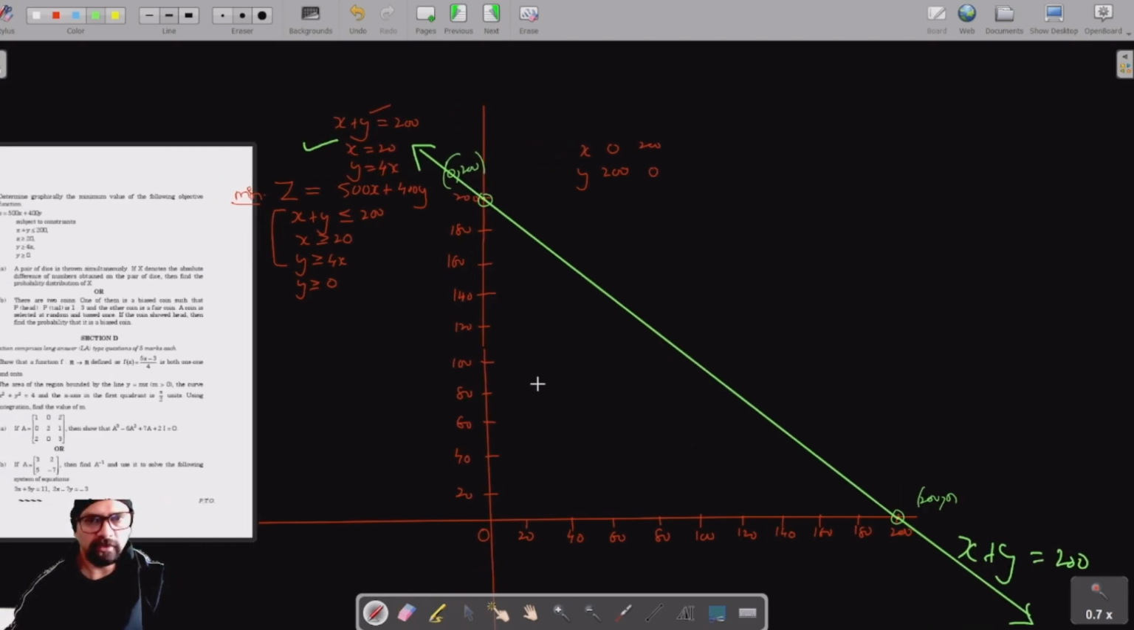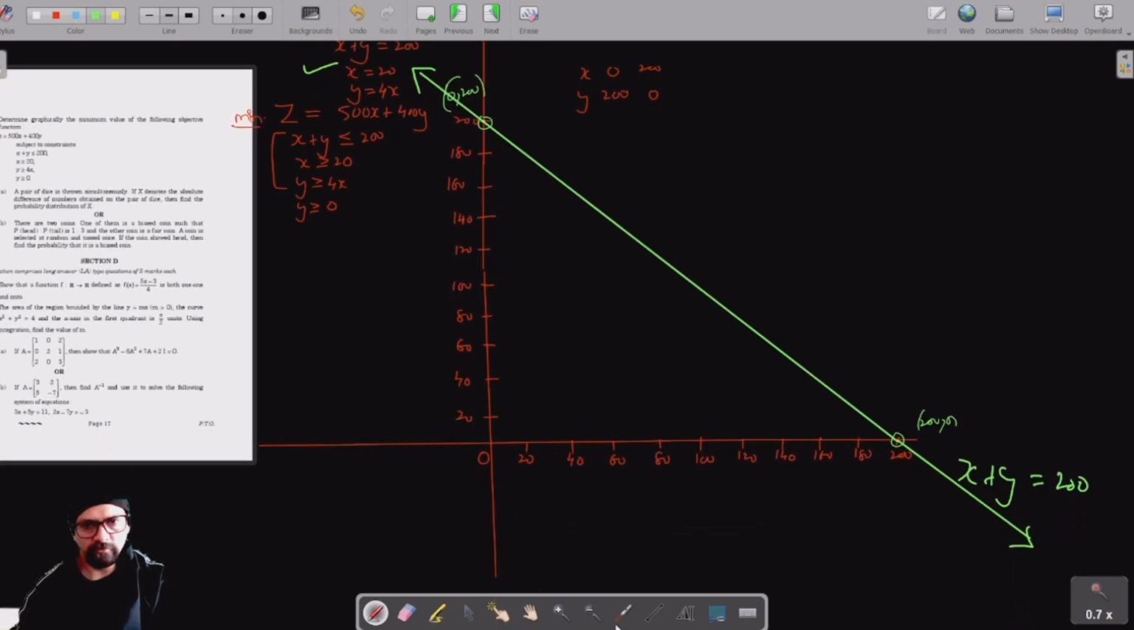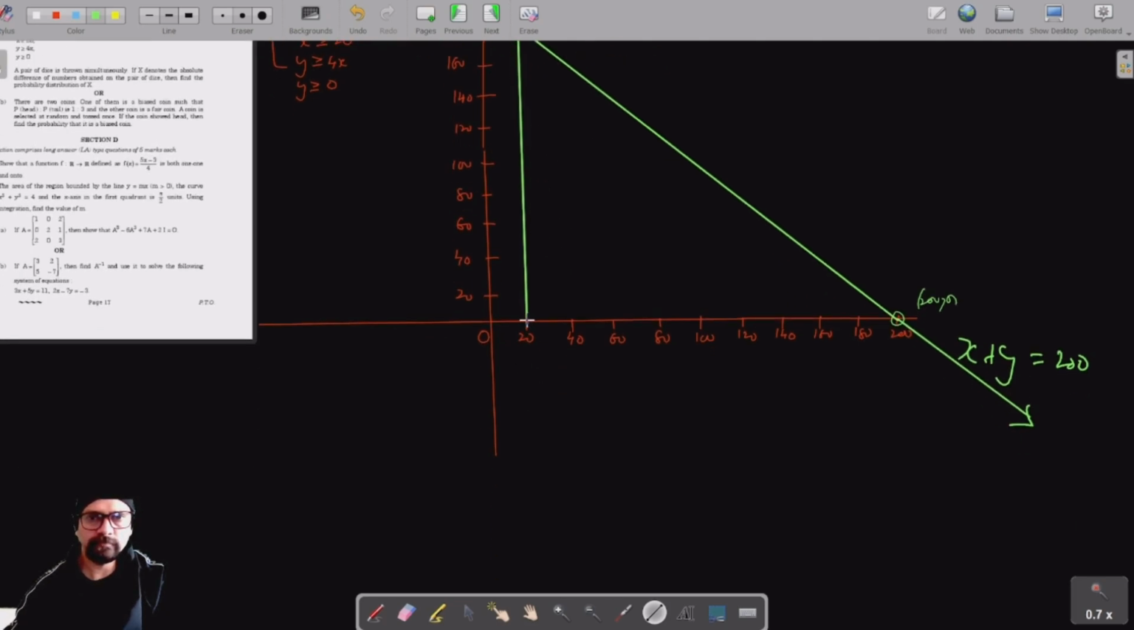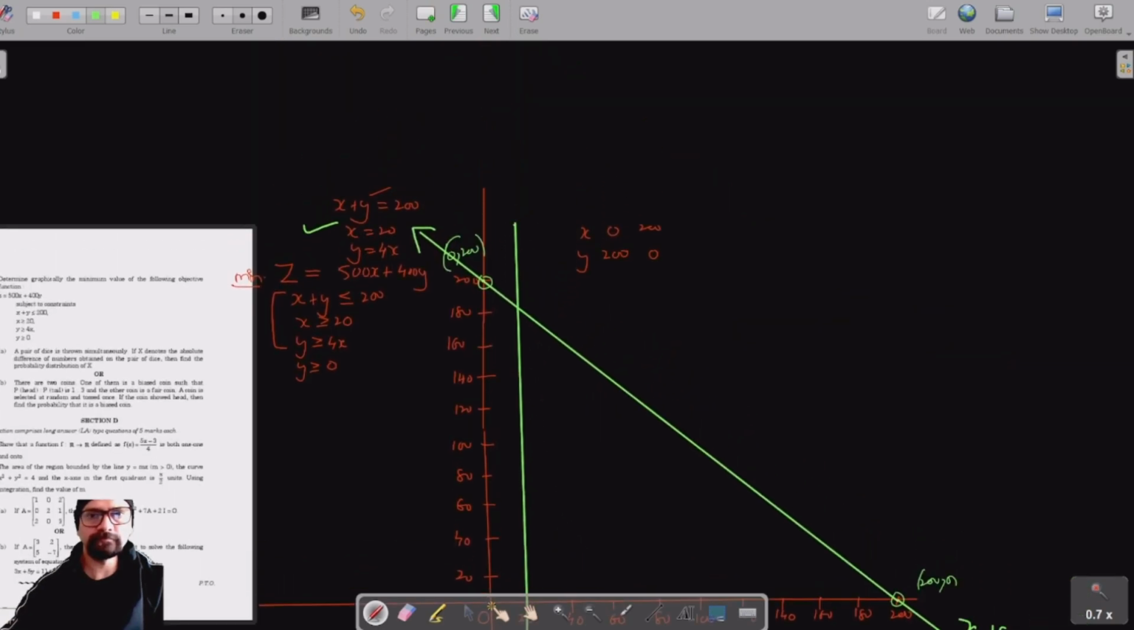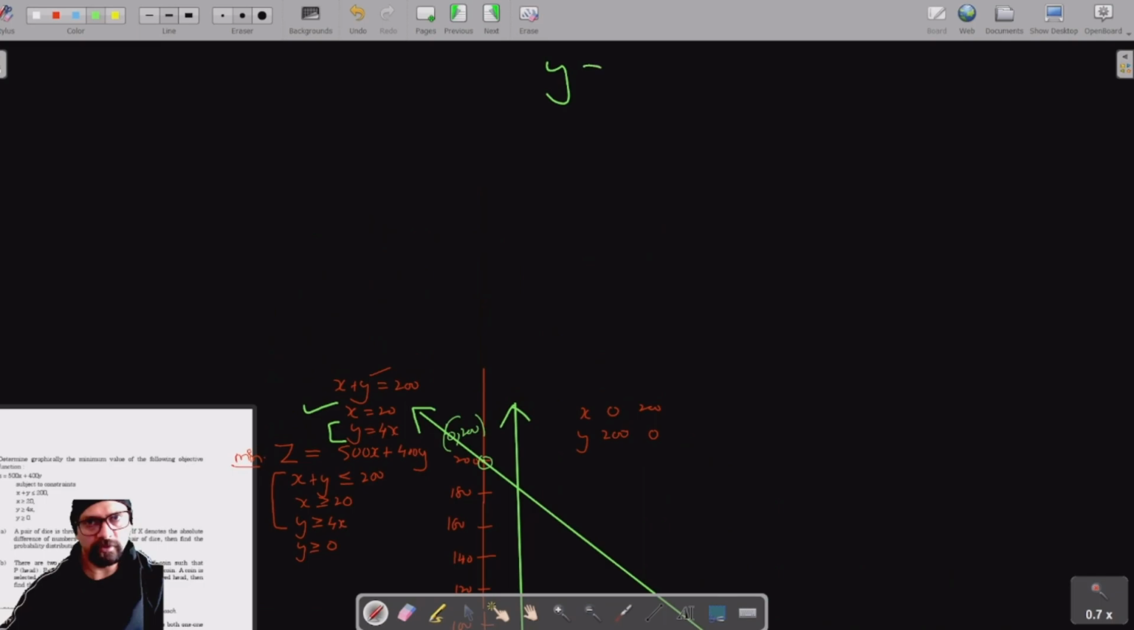The next one is x equals 20. x equals 20 is a line parallel to the y-axis. This is x equals 20. The third one is y equals 4x.